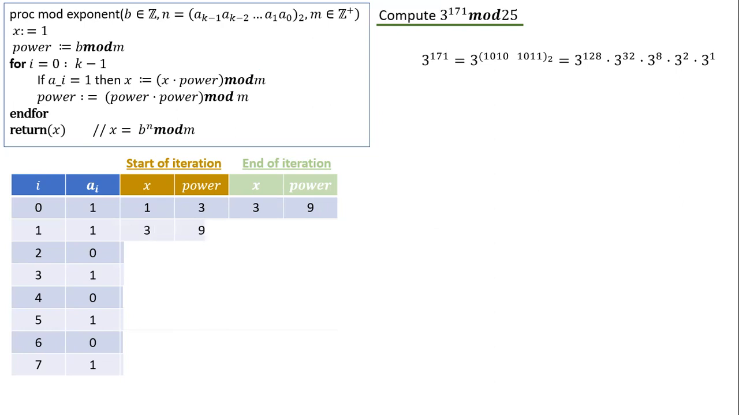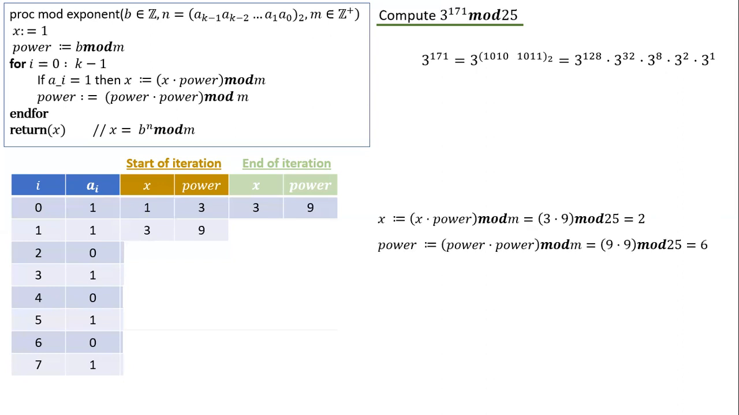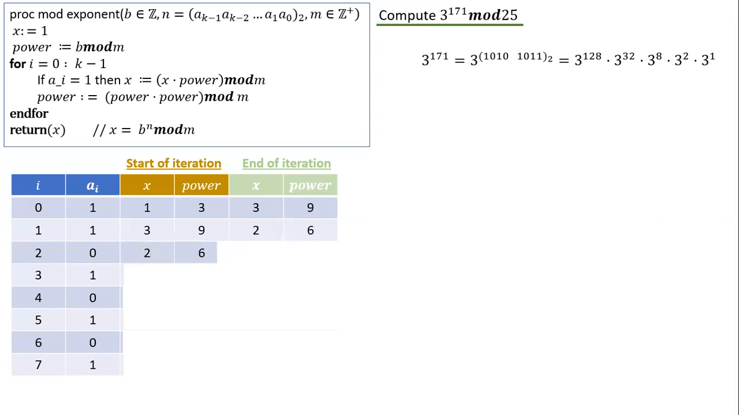So when I go into the next iteration, my x and power at the start of this iteration are the same as they were at the end of the last iteration. So do I trigger the if statement? Yes, I do. A sub 1 is equal to 1. So I need to reassign x and, as always, increment the power. So going into the next loop iteration, at the start of it, x is 2, power is 6.